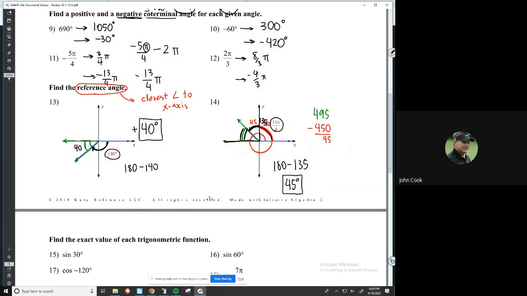So remember, when it says find the reference angle, it's really asking you to find the closest angle from the terminal side to the x-axis. It's always referencing just the x-axis. Don't care about the y-axis, only the x-axis.